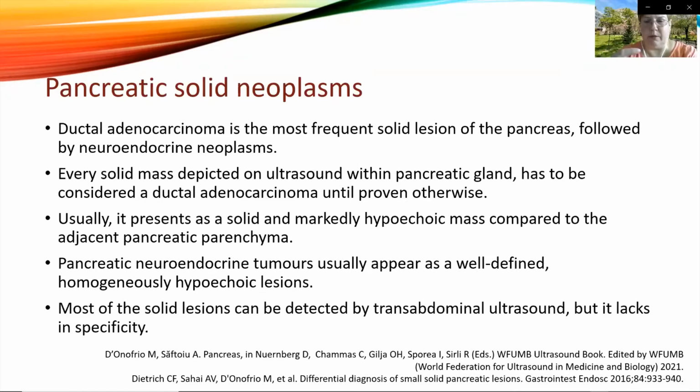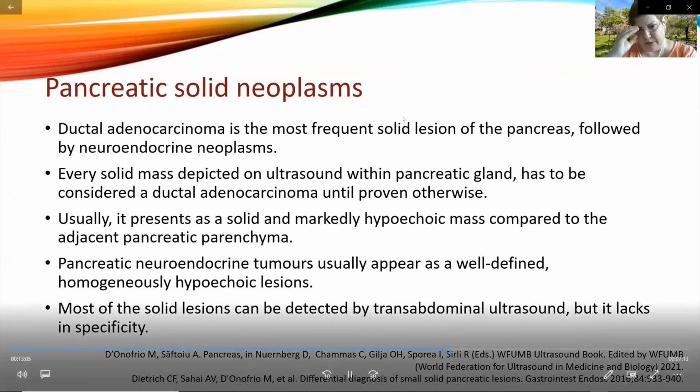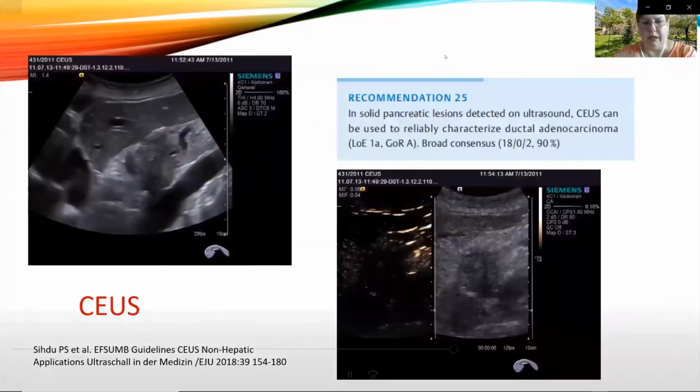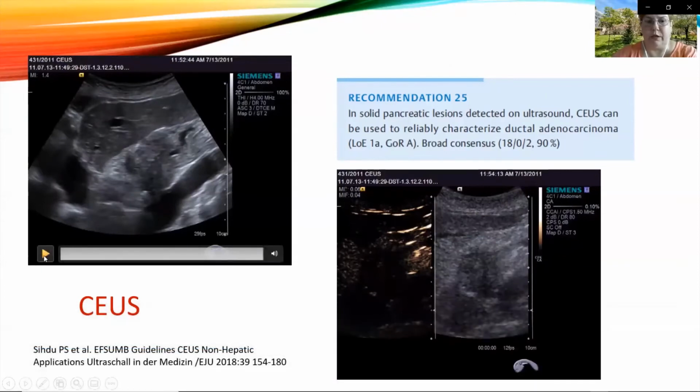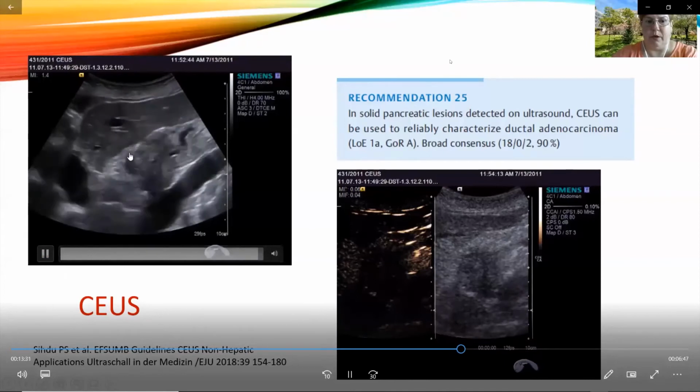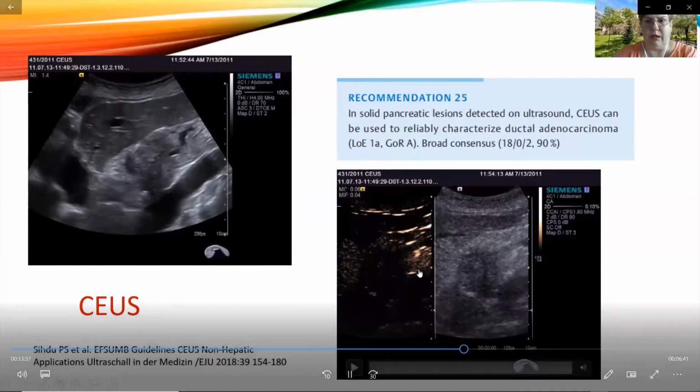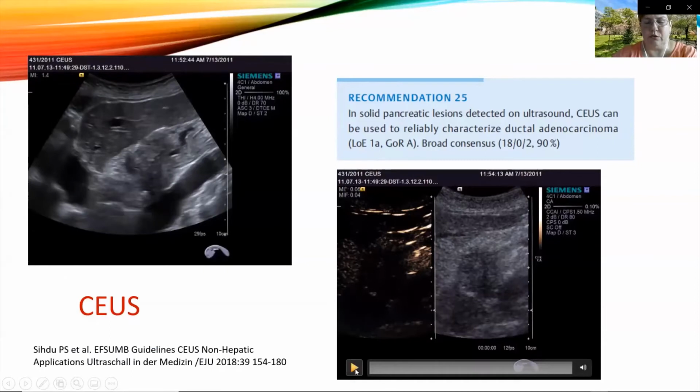So you are going to find the mass by ultrasound, but you cannot say if it's a ductal adenocarcinoma or a neuroendocrine tumor. So most of the solid lesions are going to be detected by transabdominal ultrasound, but without specificity. So you cannot have a positive diagnosis only by transabdominal ultrasound. What we can do, again, is use contrast enhanced ultrasound, because this technique is going to bring us the information about vascularization of the structure. So you have here the hypoechoic tumor in the head of the pancreas.